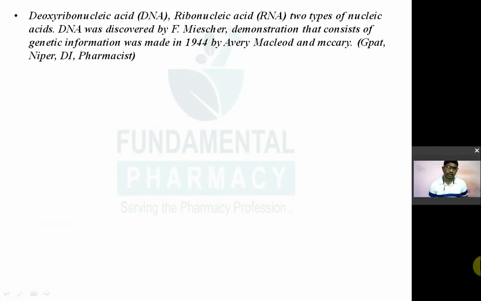So there are two kinds of acids present in the nucleus. What are these? The first one is deoxyribonucleic acid, also known as DNA. And the second one is RNA, ribonucleic acid. Okay? So deoxyribonucleic acid and ribonucleic acid, these are the two types of nucleic acid.